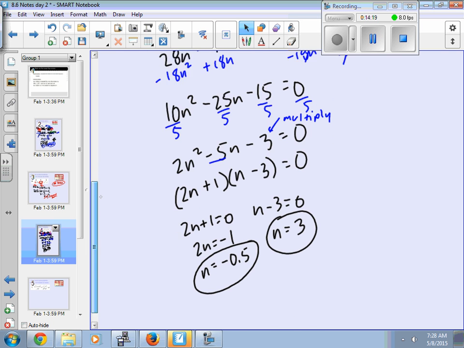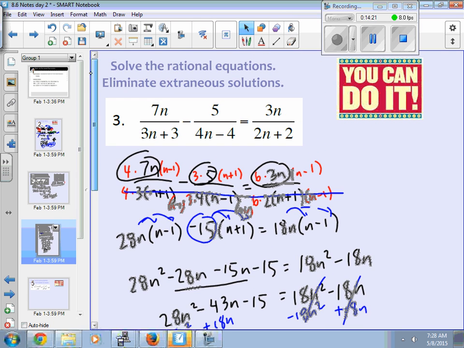Now we've seen in the last two problems we had some extraneous solutions. Let's see if we get them here. Do both answers work out? If we plug in 3, are we going to be okay? Yep, okay there, okay there, okay there. None of those would make it equal 0.